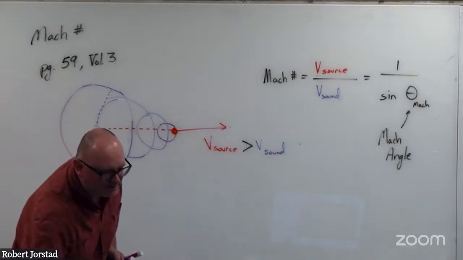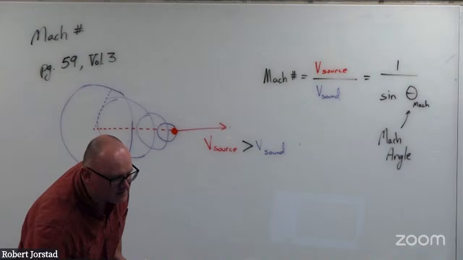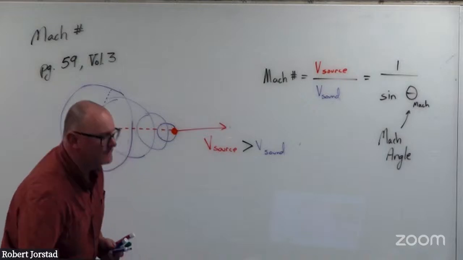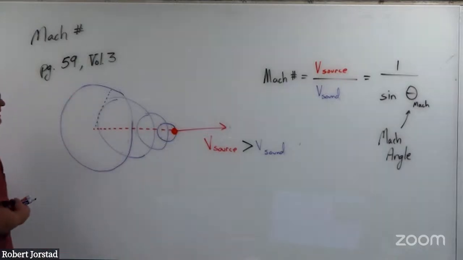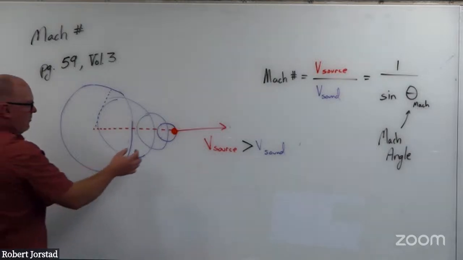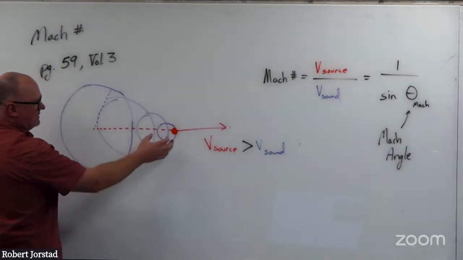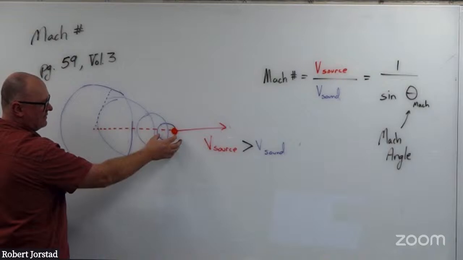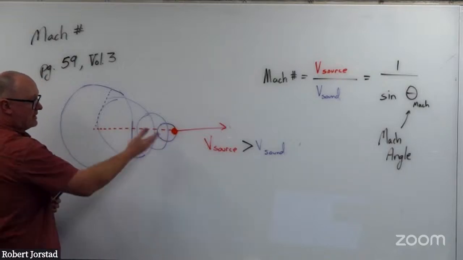Let me get that ready. Pause this so I don't get distracted and get the sim ready. Okay. And so what do these circles represent? These circles represent sound waves that were emitted by this speaker at previous times.